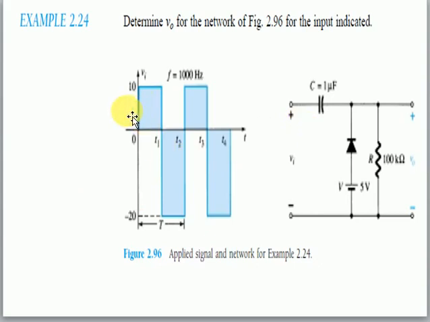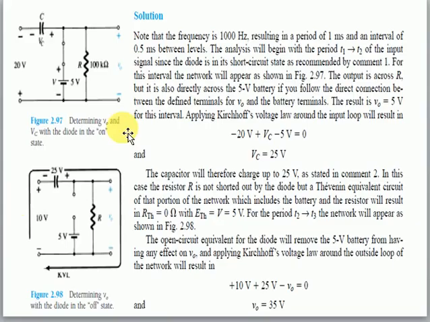In this case the input has a value of 10 volt during the positive cycle and minus 20 volt during the negative cycle. So we start the analysis as follows. During the negative cycle the diode is forward biased, and we get our value of V0, and this V0 is equal to V, and that V is equal to 5 volt. So we have V0 is equal to V.